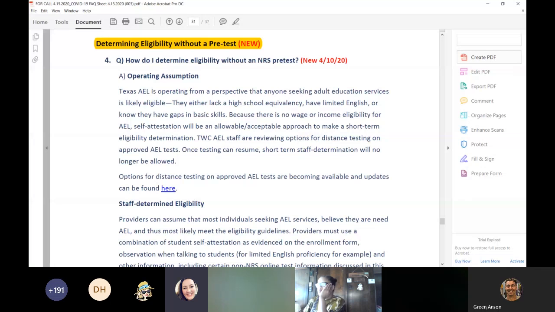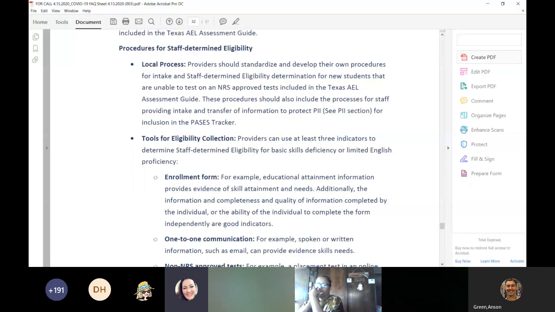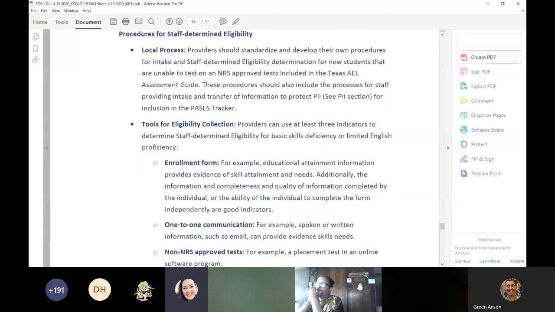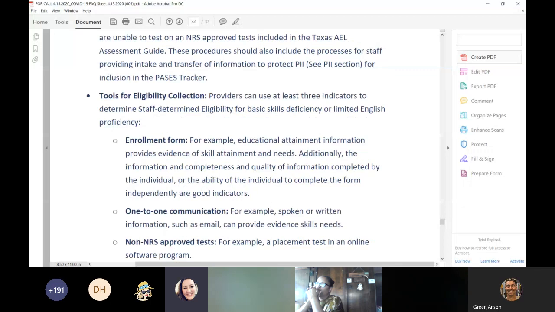And what we're asking you to basically do is to utilize that information to put these individuals into eligibility buckets. So this question number 4 here is really the guidance that we're putting out on that. And Anson, do you want to scroll down just a little bit? So we're basically saying you've got some tools at your disposal that staff should really be utilizing, and creating a local process in how you're going to do this staff determined eligibility.